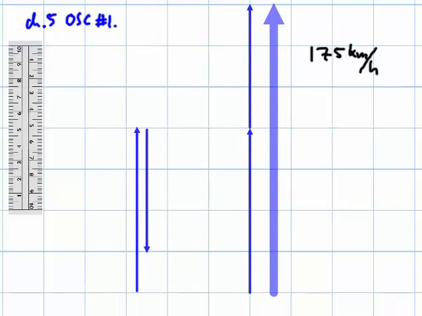And now the resultant is going from the tail of the first to the tip of the last. And when you look at it, 100 kilometers per hour north, 75 kilometers per hour south, you would have to subtract them. You come up with 25, and that's what the arrow is showing here as well, 25 kilometers an hour.